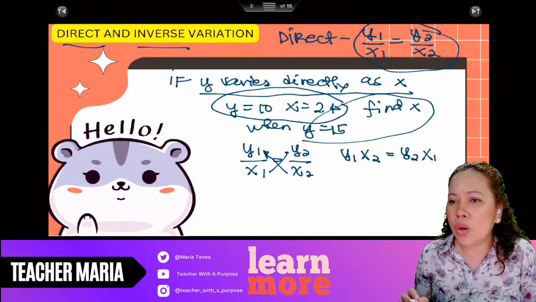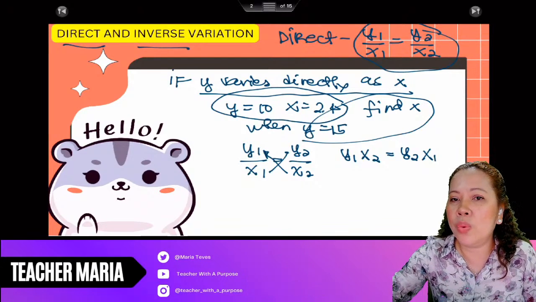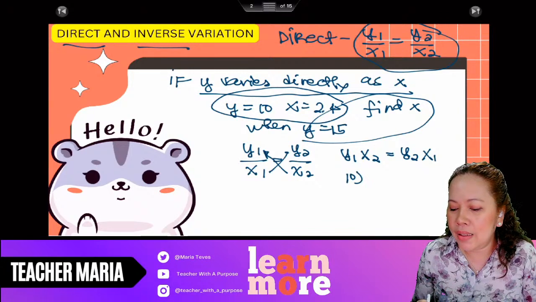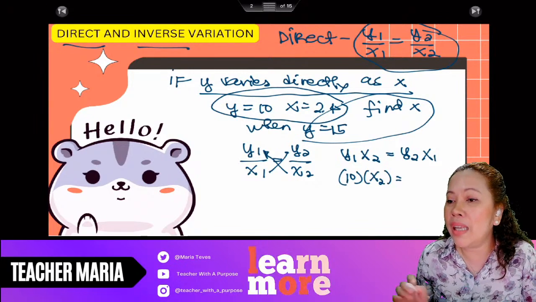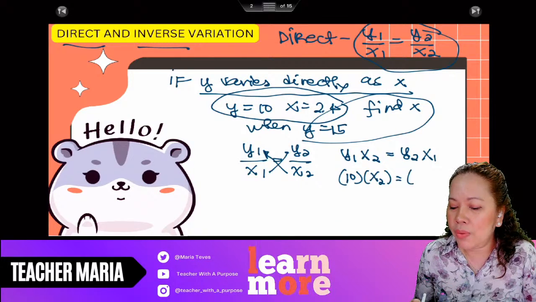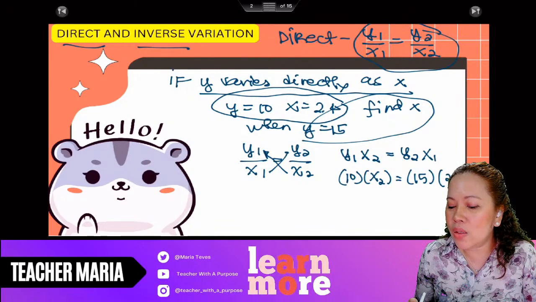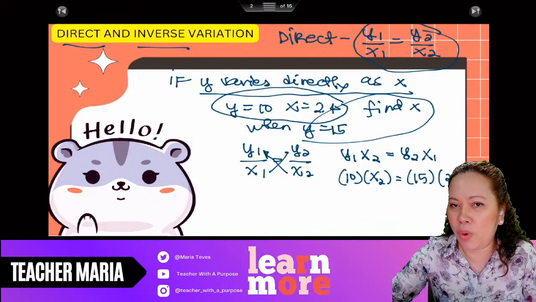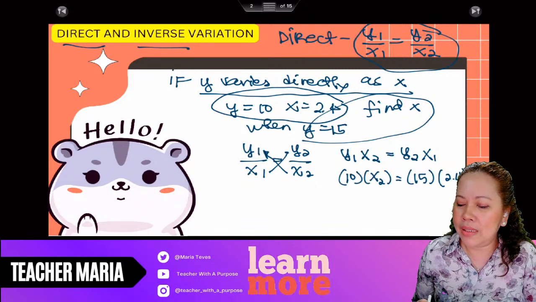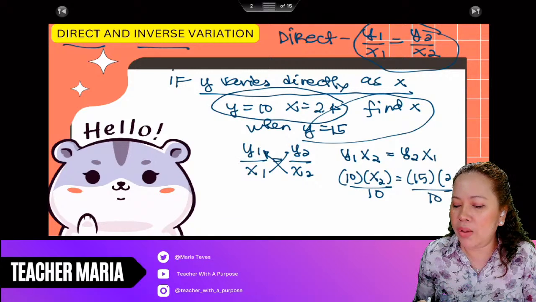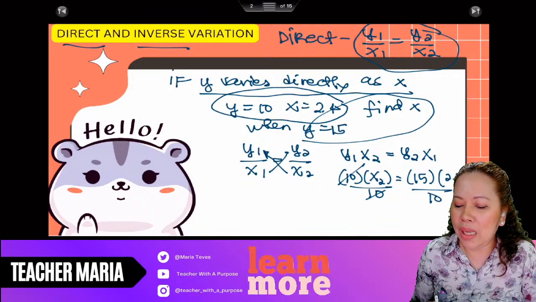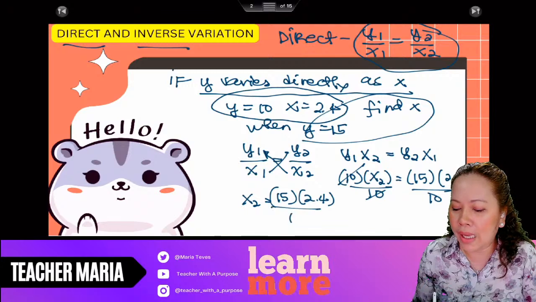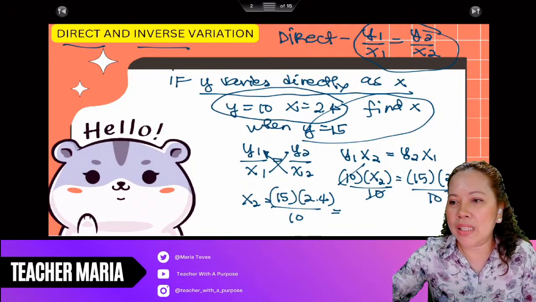Alright? So, what you need to do is you will substitute the value. So, y1 natin is 10 times x2 is unknown. Find x. y2 is 15. x1 is 2.4. So, when you have 10 here, you just need to divide this by 10 para mawala yung 10 mo on this side. So, you will have x2 equals 15 times 2.4 over 10. Then you will get your answer.